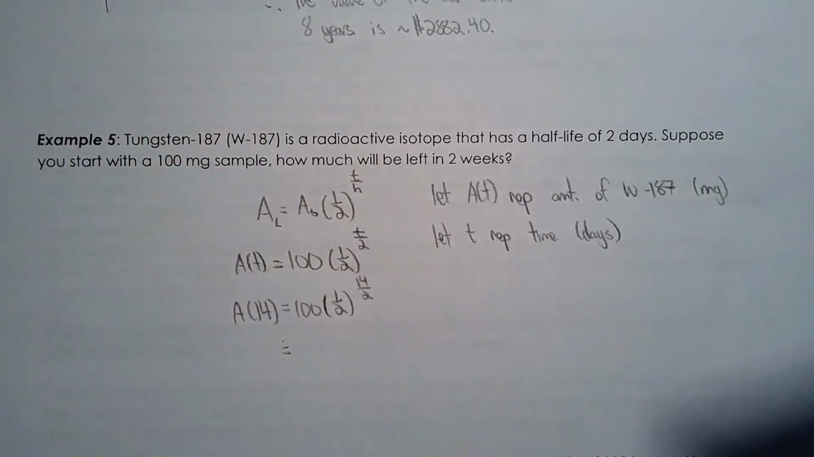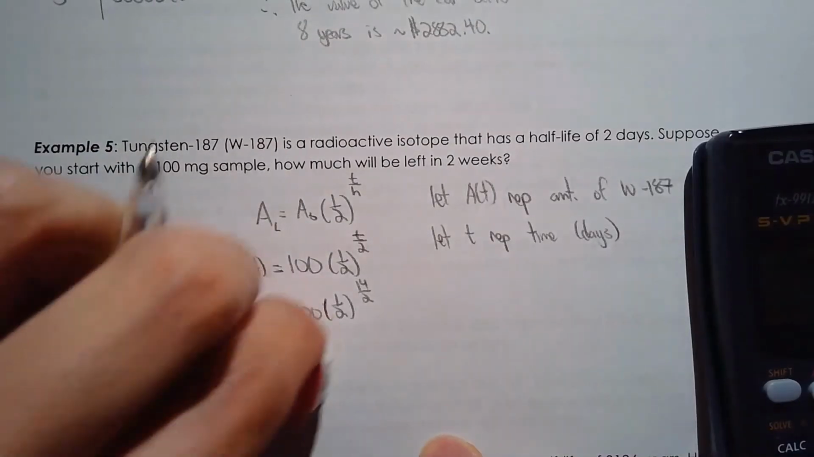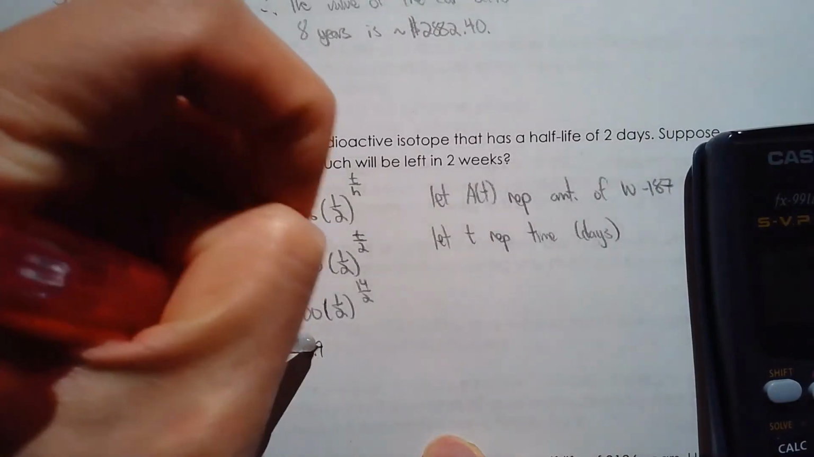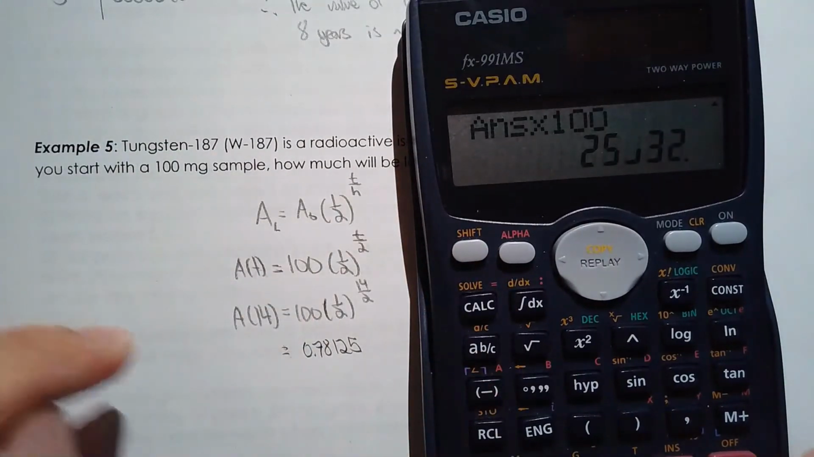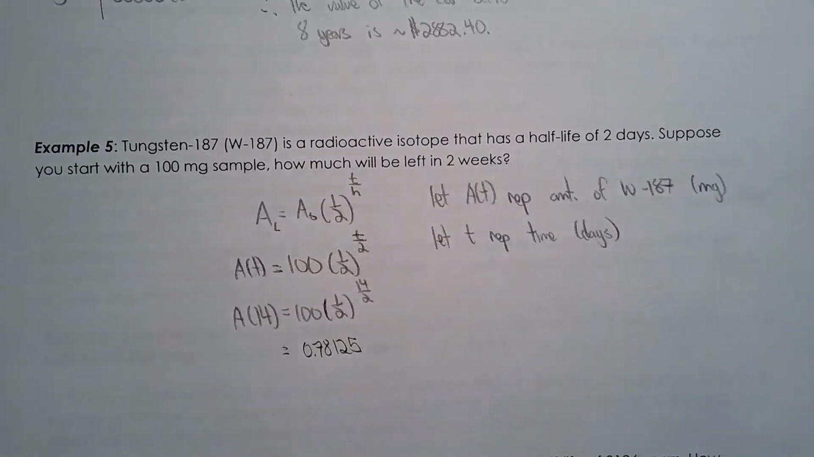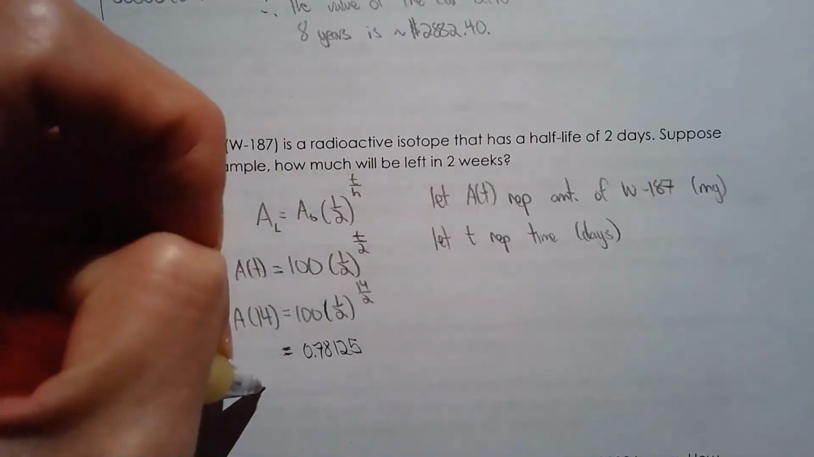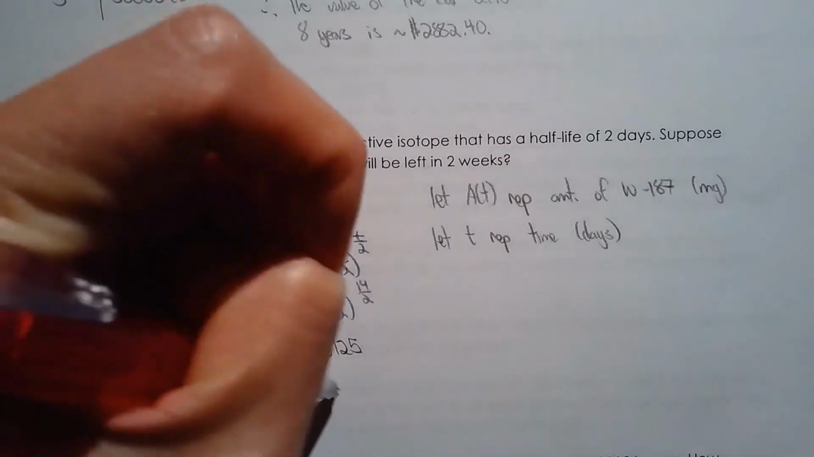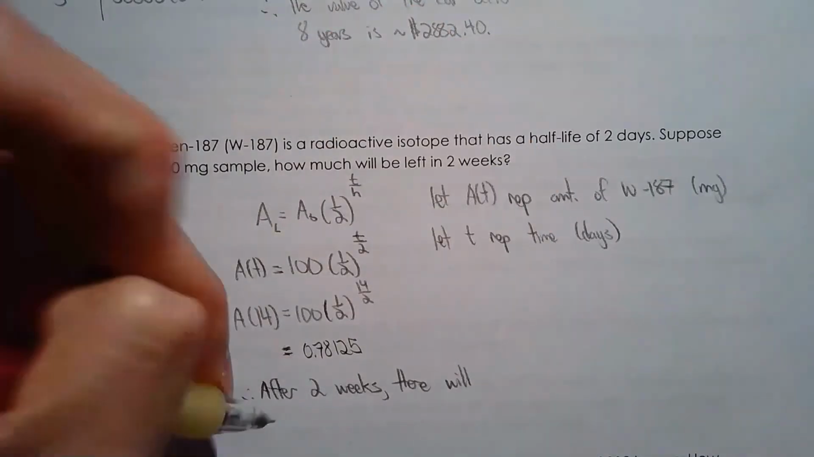Exact, 0.78125. Let's keep that exact. You can change that to a fraction if you want. Oh, it's 25/32. Whatever you prefer. So therefore, after 2 weeks, there will be 0.78125 milligrams.